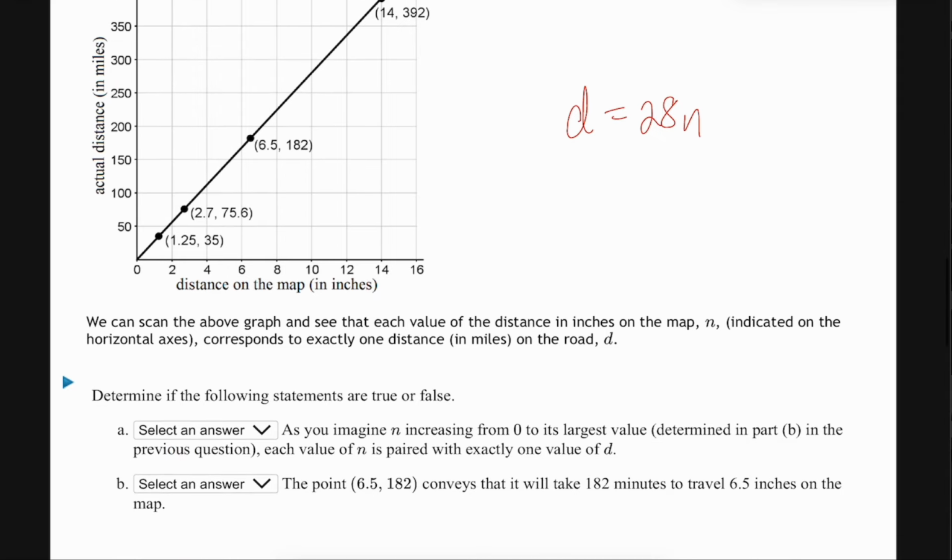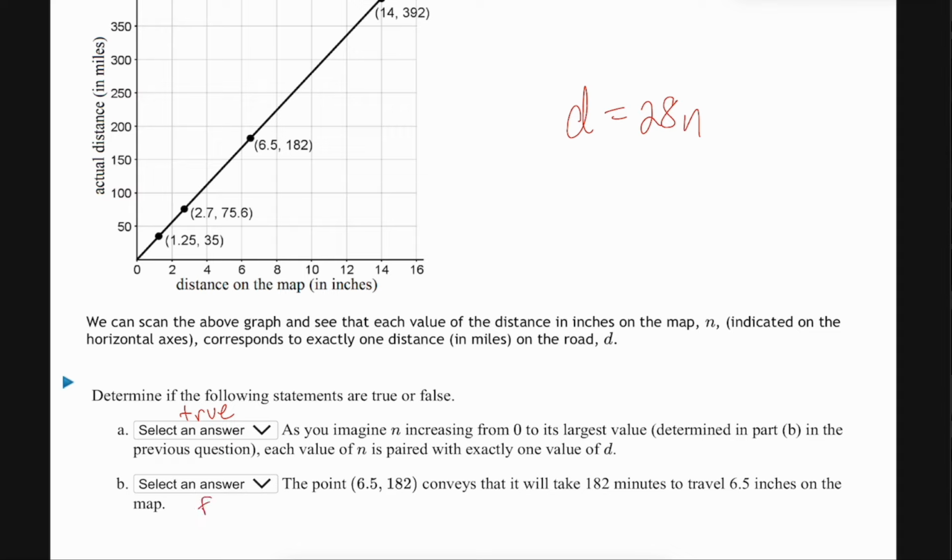Okay. It says, determine if the following statements are true or false. As you imagine n increasing from 0 to the largest value in the previous question, each value of n is paired with exactly one value of d. That's true. And then the point 6.5, 182 conveys that it will take 182 minutes to travel 6.5 inches on the map.